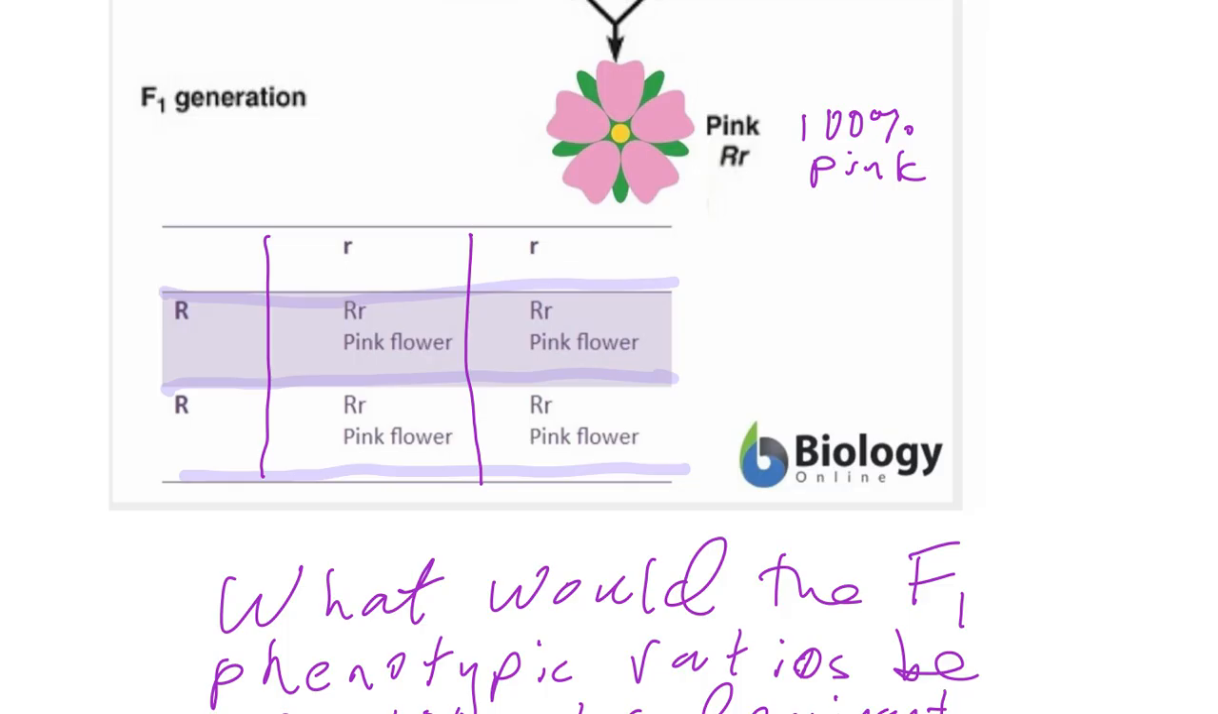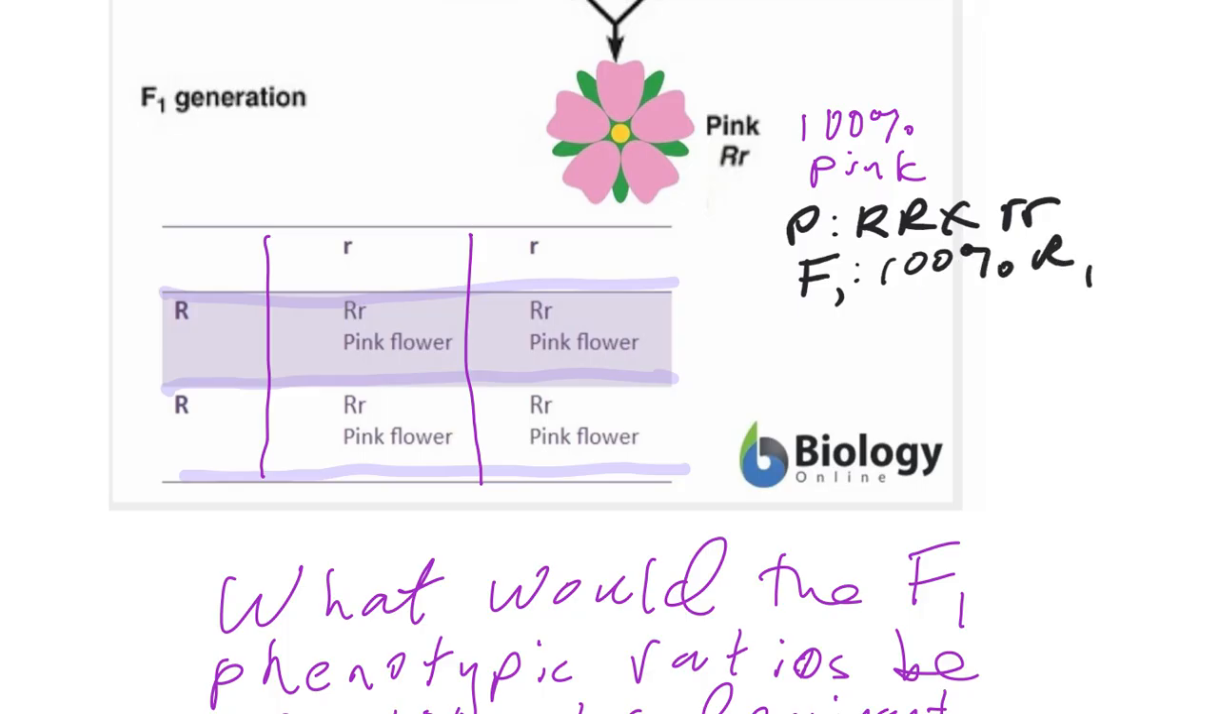Okay, what I showed you on the previous page was the F1 generation. So the parental generation is what they're showing here. That would be a red one crossed with a white one, incomplete dominance. So if you did that cross, you can see that the F1 generation would be 100% pink flowers.